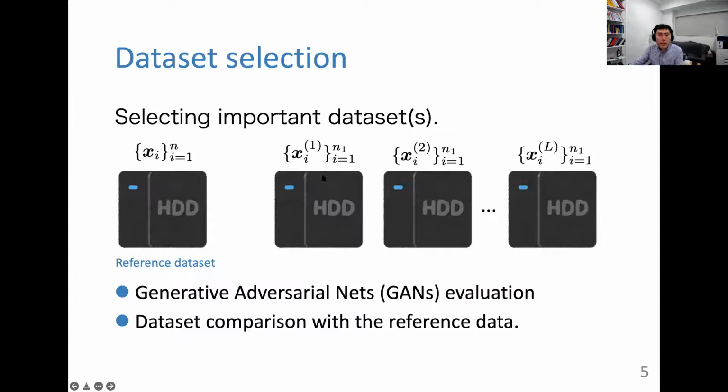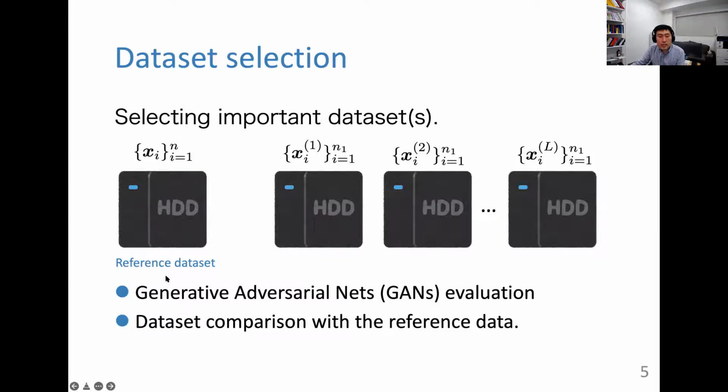Another type of selection is data set selection, for example, selecting important data sets. For example, we have a reference data set and some other data sets, and we want to know which data set is similar to the reference data set, or which data set is better than which. These are the kinds of data set selection. This is one of the applications.